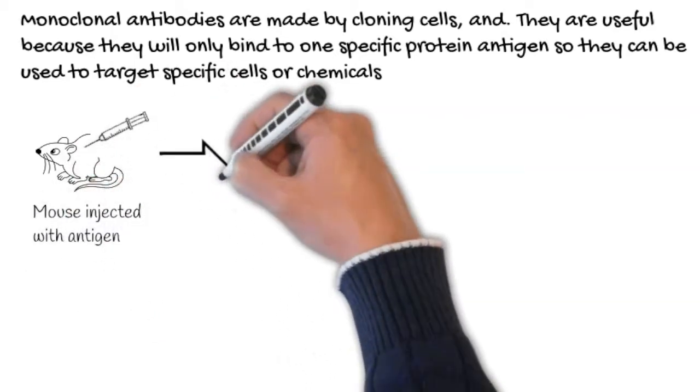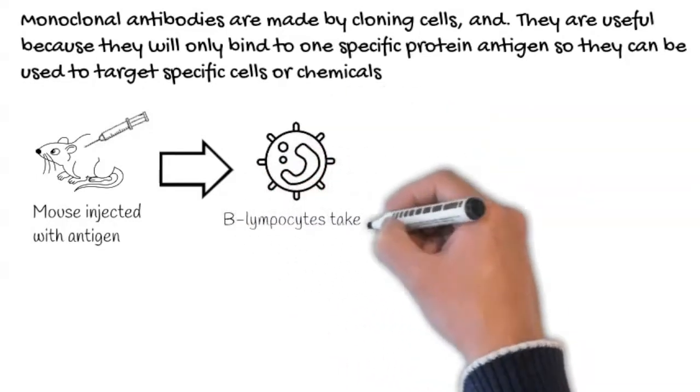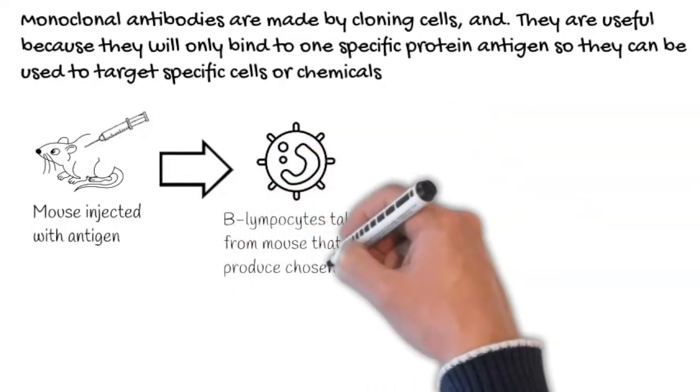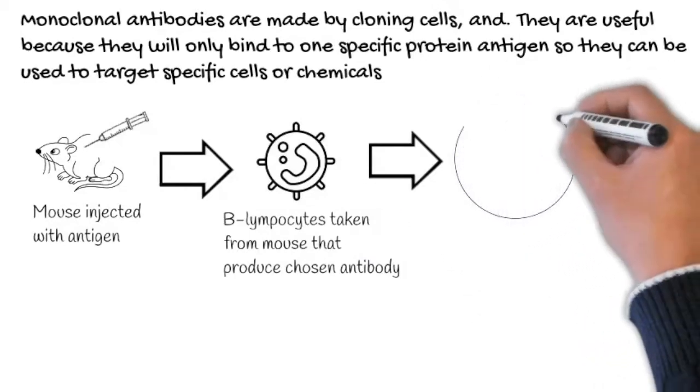A mouse is injected with the antigen that you're trying to produce the antibody for. The mouse produces B lymphocytes, and these are taken from the mouse that produce the antibody that we're after.